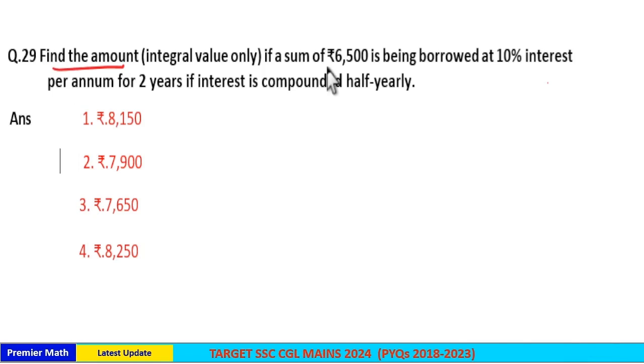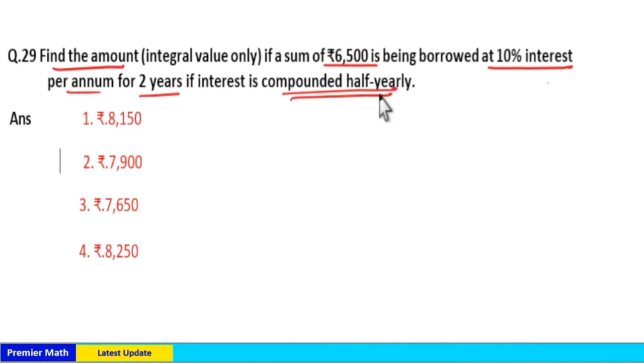Find the amount. If a sum of rupees 6,500 is borrowed at 10% interest per annum for 2 years, if the interest is compounded half yearly. Compounded half yearly means every 6 months interest is added to the principal. Now 10% is the rate for 1 year, then for half a year the rate is equal to 5%.